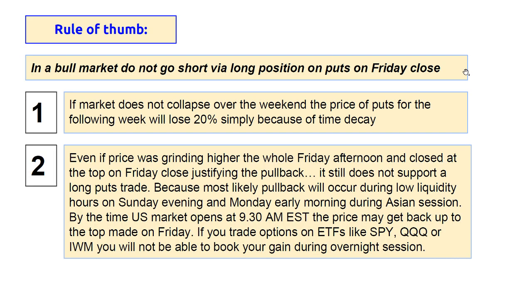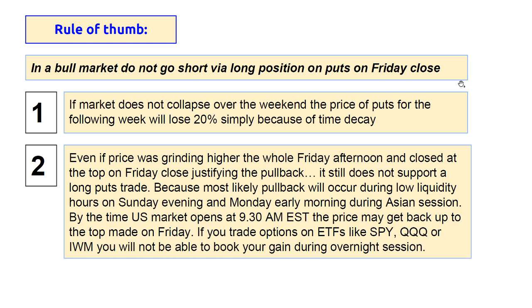The rule of thumb: in the bull market, do not go short buying puts on Friday close, and the reason is that there is a risk that the market would not collapse over the weekend. We would open at the very same price level, but because of time decay, you would immediately lose 20% of the value of your puts at the open on Monday, even if price does not change over the weekend.